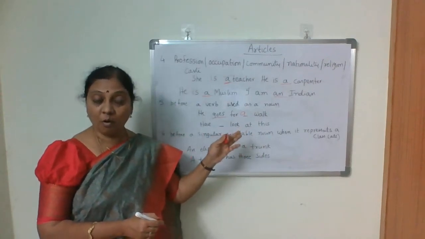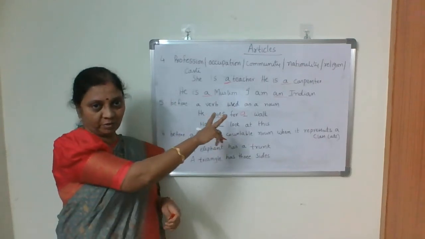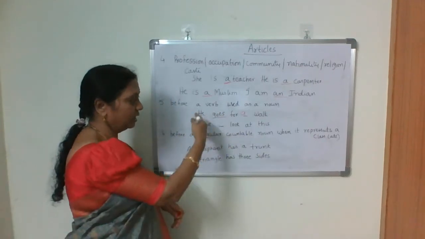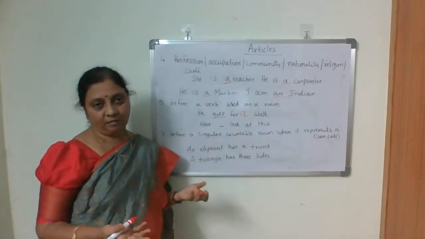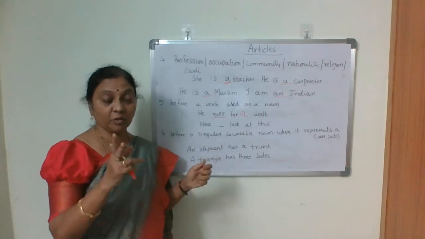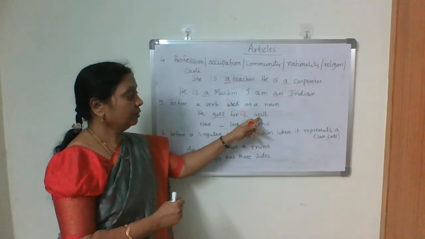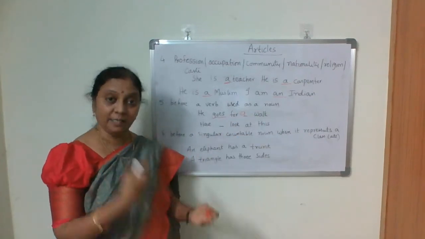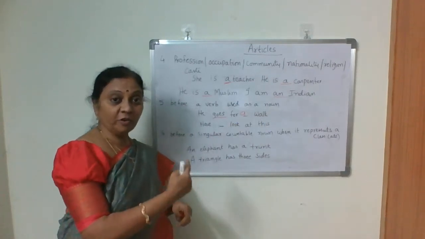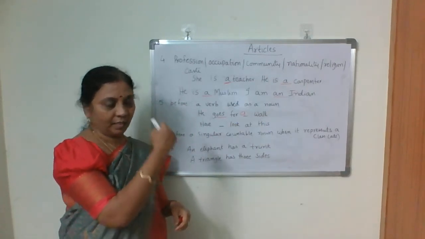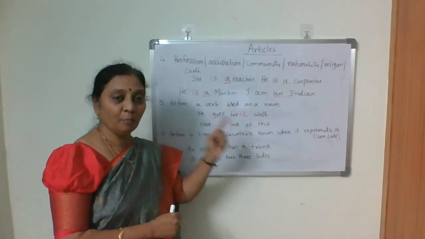Walk is also a verb, but before walk, if you make it a walk, it becomes a noun. Two verbs you should not use continuously in a sentence. He goes walk is wrong. Two verbs you cannot use in the same sentence. So you are converting this verb into a noun, and before a noun you have to use the article. He goes for a walk.